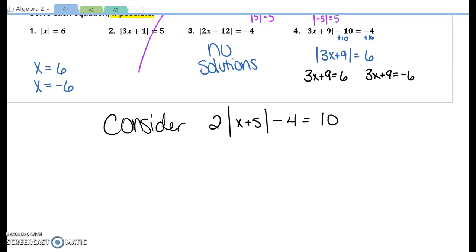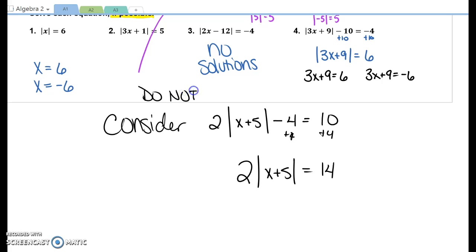What do you think that you would do first in the process of solving this absolute value equation? Add the 4. So 2 times the absolute value of x plus 5 equals 14. You would divide by 2. You cannot distribute into absolute value bars. Absolute value bars don't work like parentheses, so do not try to distribute. In fact, you may want to write at the bottom of your notes, do not distribute.